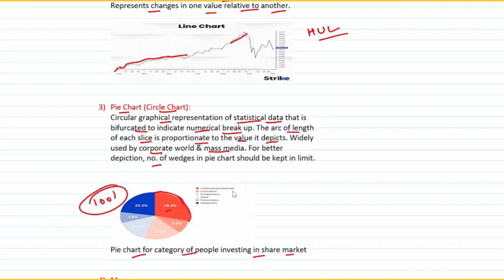For better depiction, the number of wedges in a pie chart should be kept within limits. One should make sure that if one is preparing a pie chart, there is not too much data in it, right? Otherwise it will look very clumsy, and be very difficult to interpret or understand. So one should make sure the pie chart is easy to understand. Small fragments can serve the purpose rather than having too much data in a pie chart. So this is what a pie chart is all about.